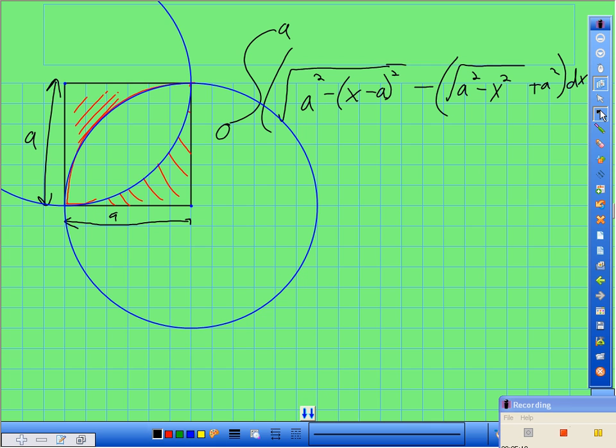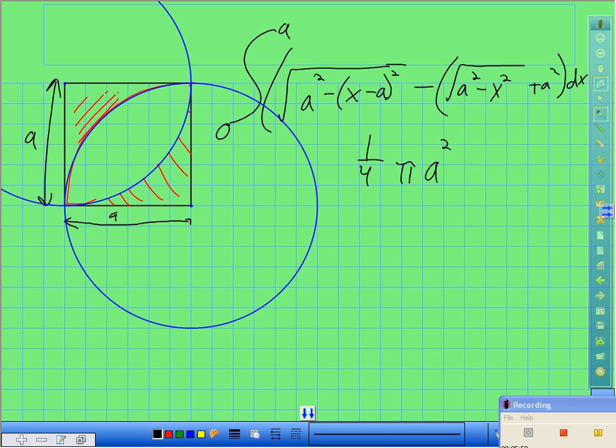It's a quarter of a circle. Can you tell me what the area of a quarter of a circle is? Yeah, so this is 1/4 pi, and what's our radius here? The radius is A, right? That's 1/4 pi A squared.